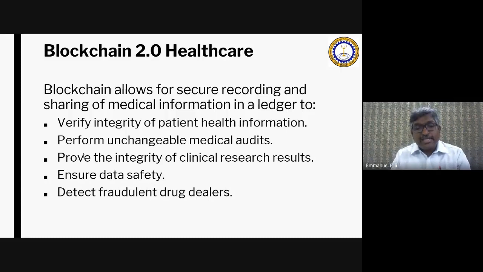And then at the same time, if somebody is making any fraudulent drugs, drug dealers, like they are spoiling the medicine and they are selling, or they are contaminating, or they are selling modified drugs for a cheaper rate. So you can easily find out, because if somebody gets affected by that, you can trace back to who created it and who sold it, right?